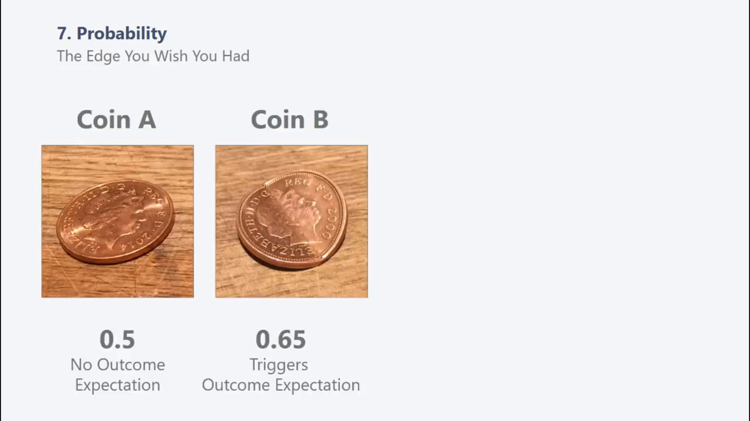Well, now let me introduce you to a new coin. We've already discussed coin A, which is 50-50 and comes with no expectation, and coin B, which has a slight edge and triggers some unhelpful expectations of the next few outcomes, even though the outcomes are still random.